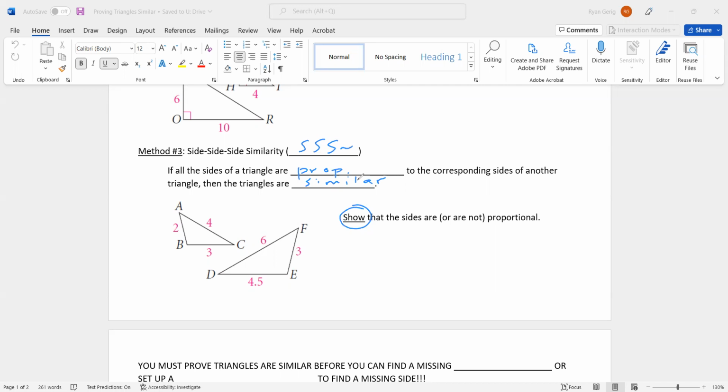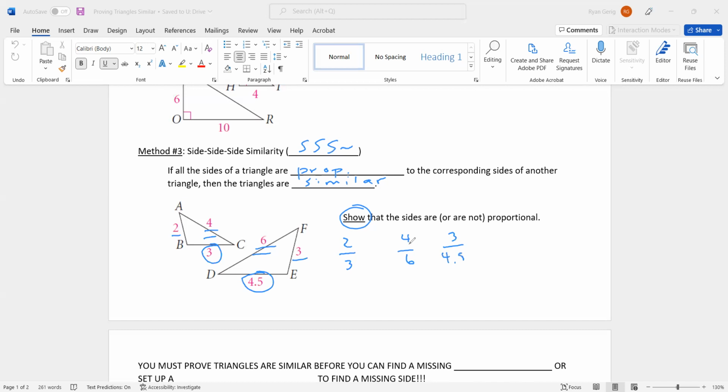Well, AB is 2, matches up to the shortest side of that triangle. What's the shortest side on the other triangle? 3. So they've got to match up. So 2 matches up with 3. 4 is the largest side. On the other triangle, 6 is the largest side. So 4 matches up with 6. And then the last ones would be 3 and 4.5.